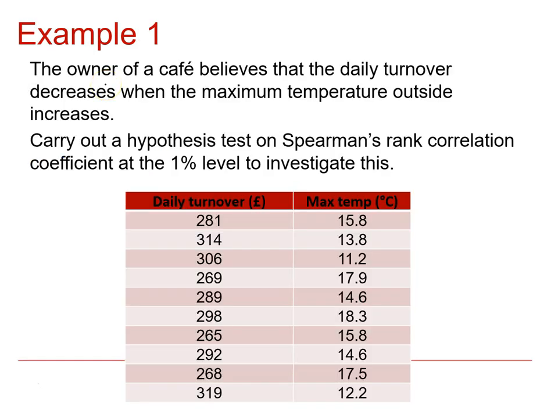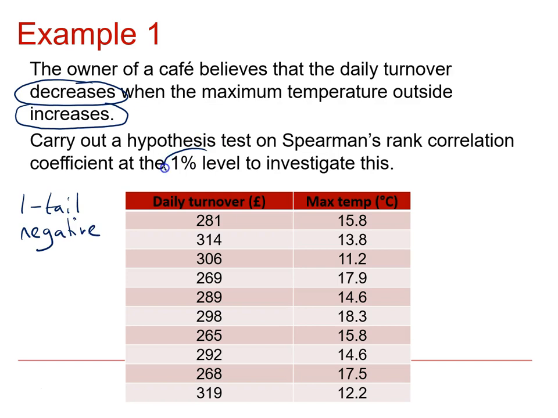Example 1. The owner of a cafe believes that the daily turnover decreases when the maximum temperature outside increases. Carry out a hypothesis test on Spearman's Rank Correlation Coefficient at the 1% level to investigate this. So, we're investigating whether one decreases when the other increases. That means that we've got a one-tailed test. And because one decreases when the other increases, we are looking for negative association.